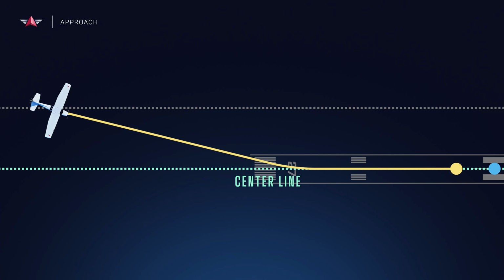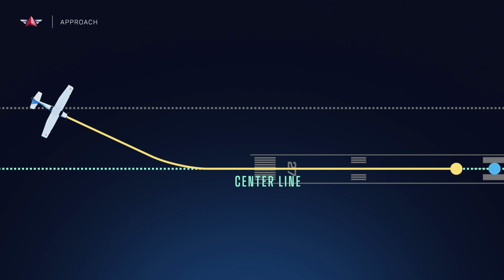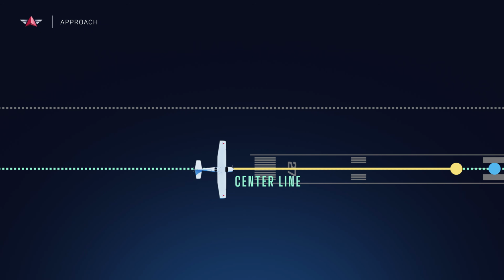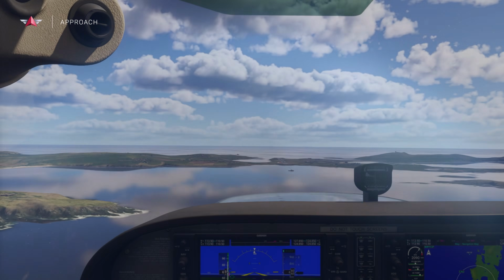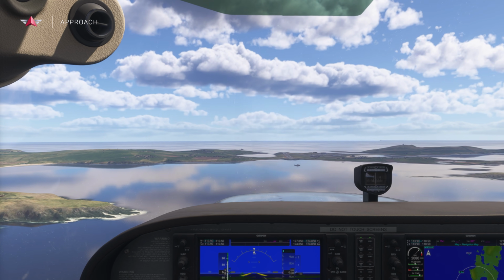Instead, we must find our way back to the extended center line at some distance before we cross the threshold. When we are back on the extended center line, the aircraft's heading can once again be aligned with the runway's direction. This is easy to demonstrate in the plane.